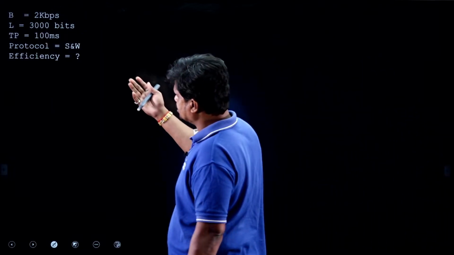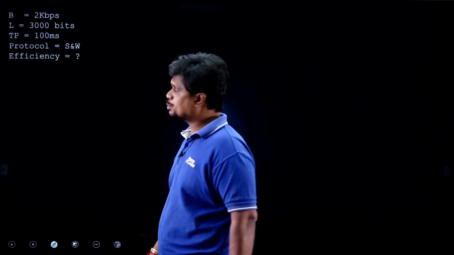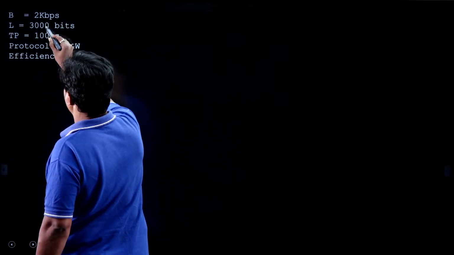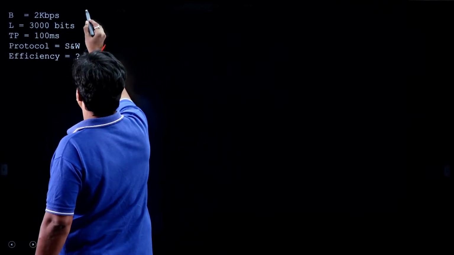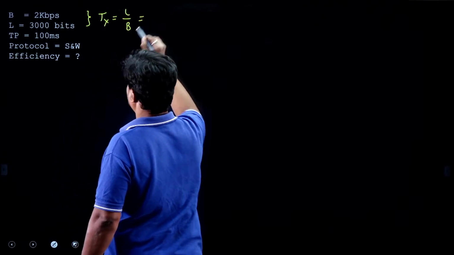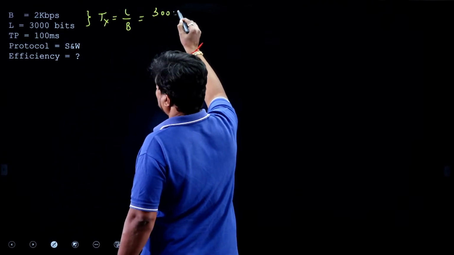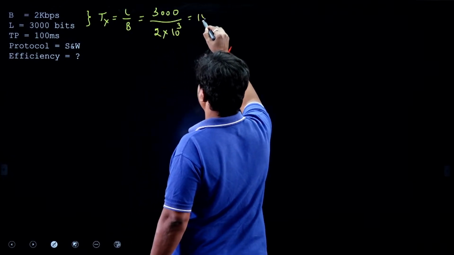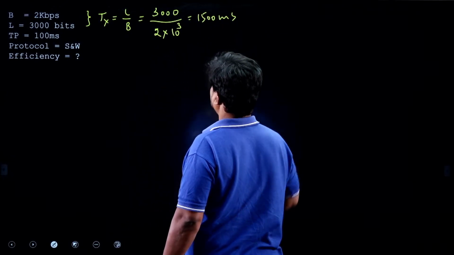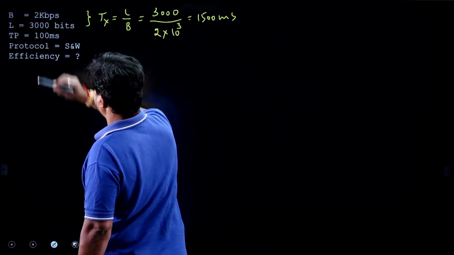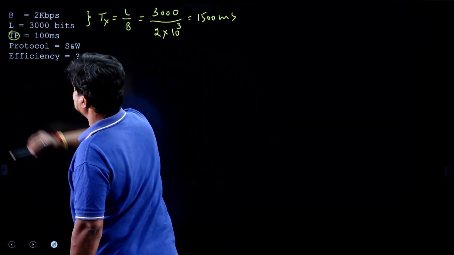So this is a simple question again from the stop and wait protocol. Here the question is clearly mentioned. Packet size is given as 3000 bits. Bandwidth is given as 2 kbps. From these two you can calculate Tx is equal to L by B. L is 3000 by 2 kbps, which is 1500 milliseconds, correct? So TP is 100 milliseconds. This is TP, propagation time.